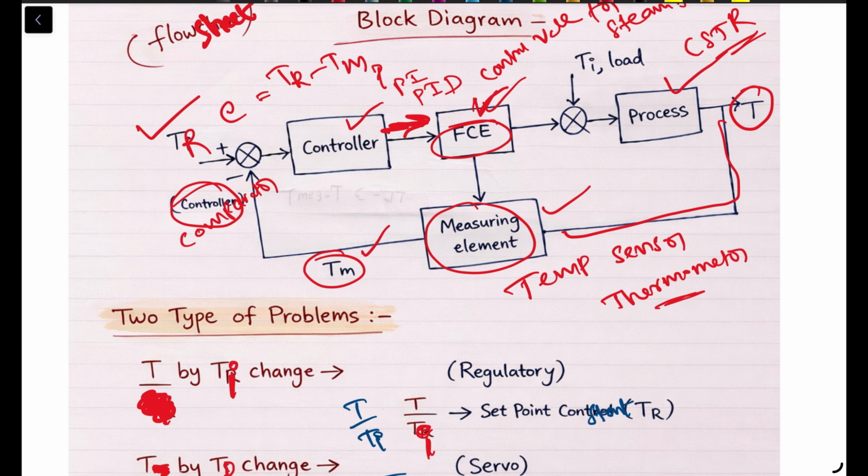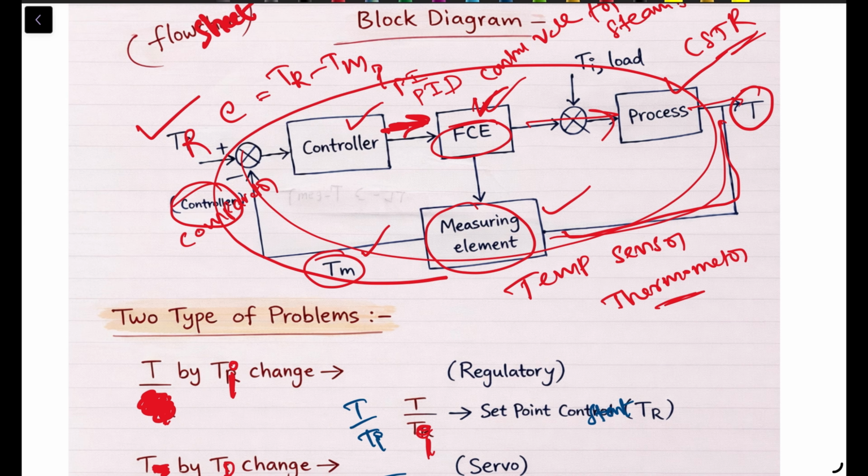After this, it again affects the process. After the change, the reactor temperature changes again. This new temperature is measured by the sensor again, and the cycle repeats. This complete cycle repeats always because the output temperature is continuously measured and sent back to the controller. This complete system is called a closed loop system.